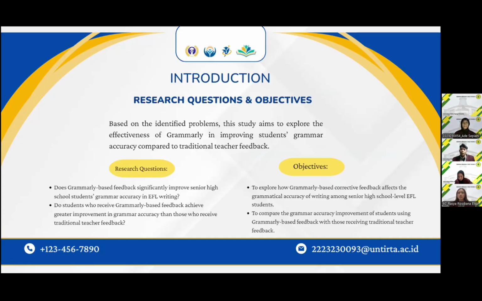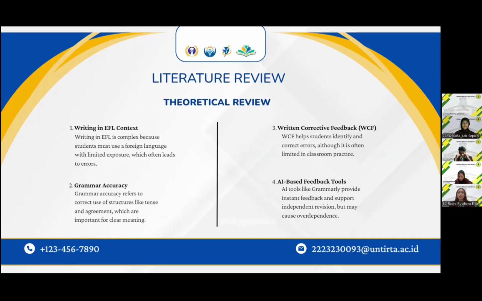Okay. Next is literature review, theoretical review. This study is supported by several important theories in language learning. First is the noticing hypothesis. This theory explains that students learn better when they notice their mistakes. If students are not aware of their errors, they will not improve. And second is the output hypothesis. This theory states that students improve when they produce language and then revise it based on feedback. So learning happens when students write, get feedback, and revise their work.